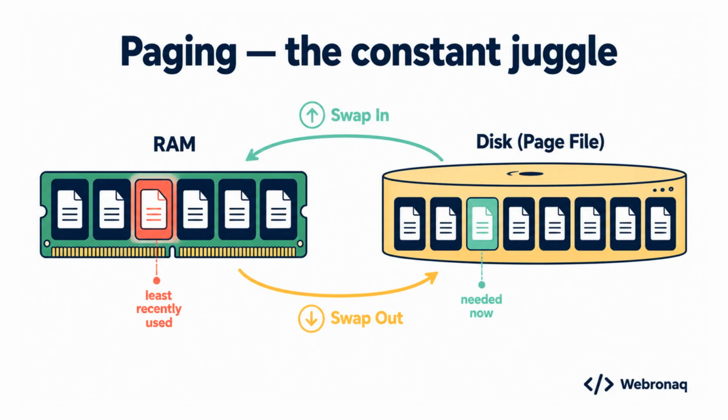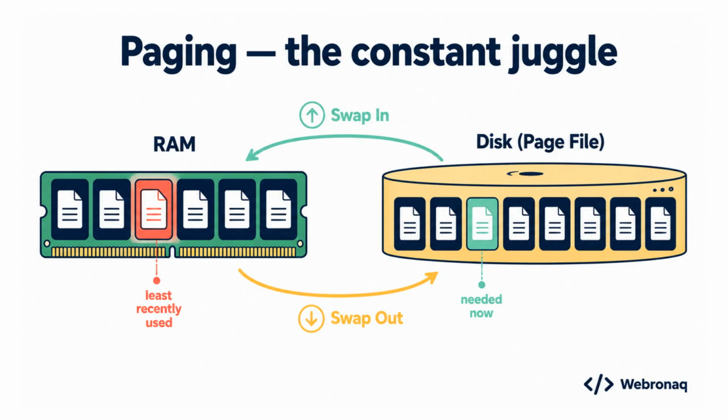So when your RAM gets tight, the OS doesn't ask, which program should I move? It asks, which pages haven't been used in a while? Those cold pages get written out to the page file on disk. That's called swapping out. And when your program suddenly needs one of those pages back, the OS reads it from disk and brings it back into RAM.